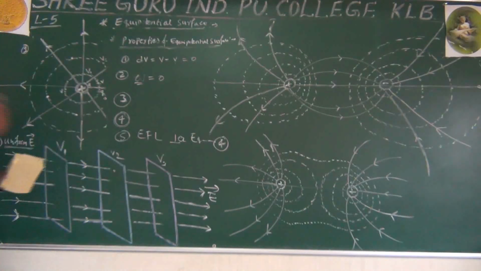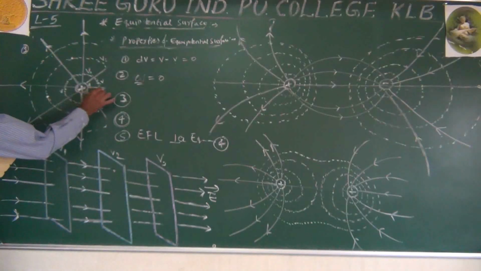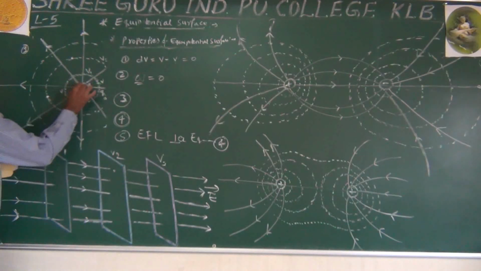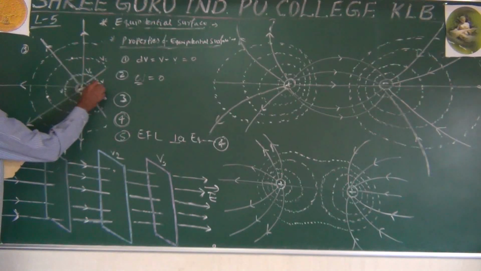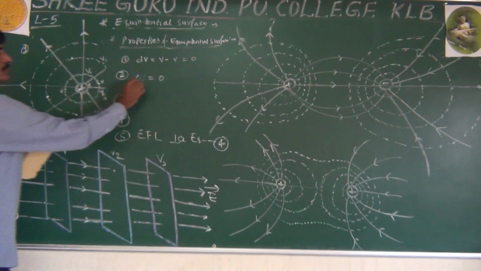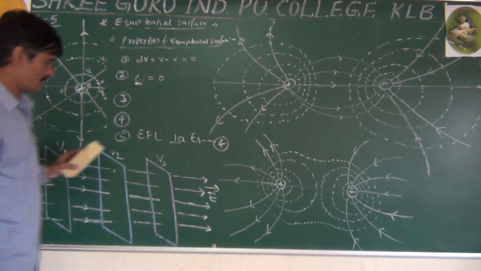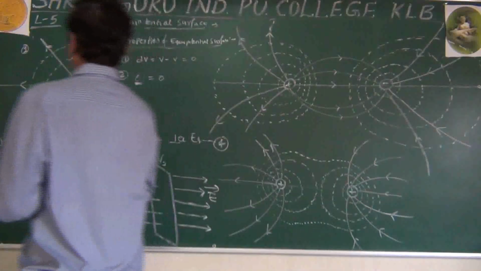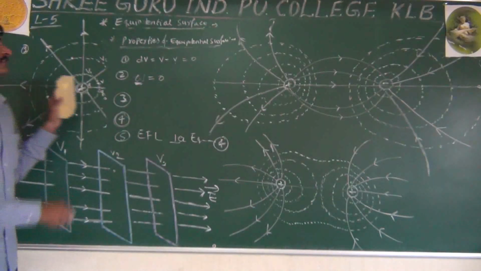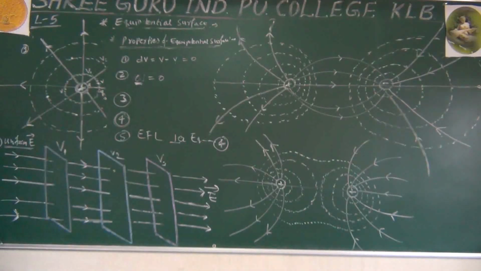Imagine yourself in some other part of physics. Here a charge is moving in a circular path around a source charge. Then the work done in moving this test charge from one point to another point will be 0. So this is about equipotential surfaces.